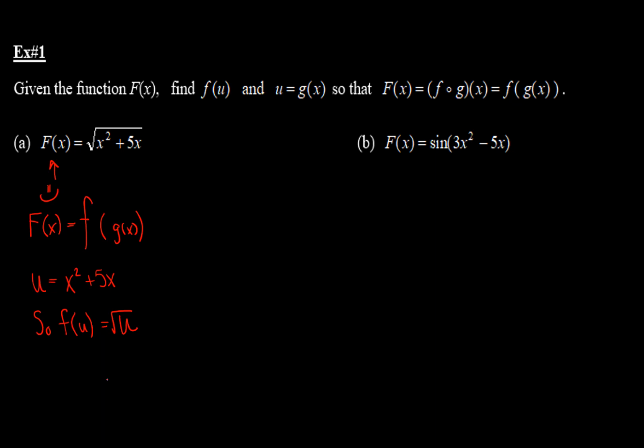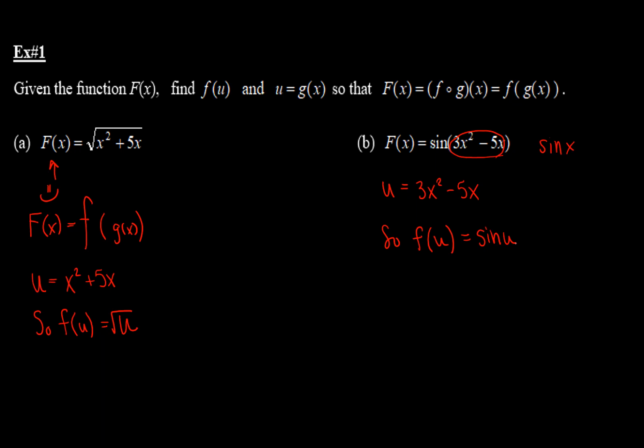For this function over here, keep in mind that we know rules for the sine of plain Jane x to take the derivatives. So for this function, I'm going to let u be equal to the argument inside the sine function. So I'm going to let u equal 3x squared minus 5x. So I'm going to redefine this function as the sine of u.